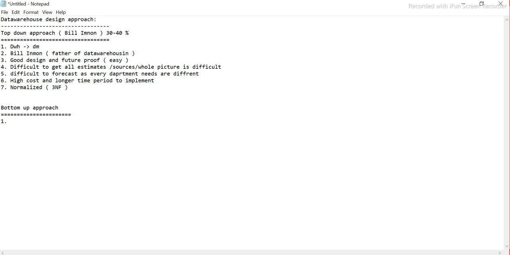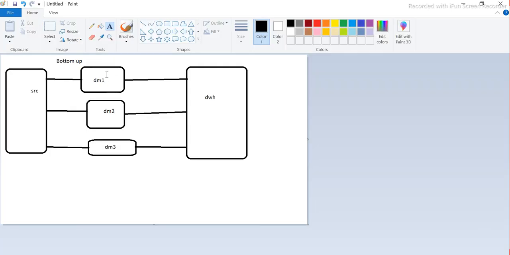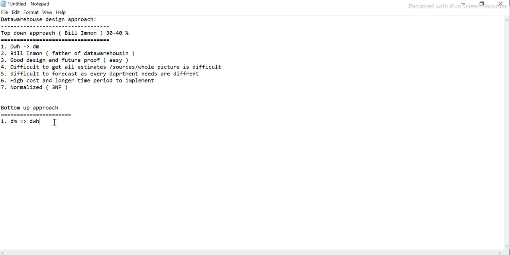bottom up. The design approach here is that first we develop the data marts, and then we go for the data warehouse. As I mentioned, a lot of data marts will be created first, and then everything will be merged into the data warehouse. The second point is who invented this. This was invented by Ralph Kimball.